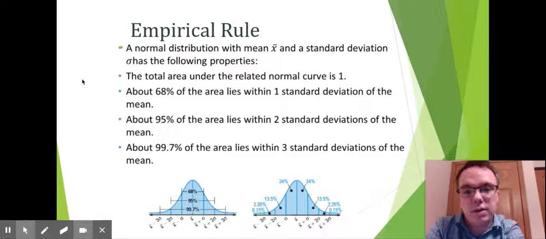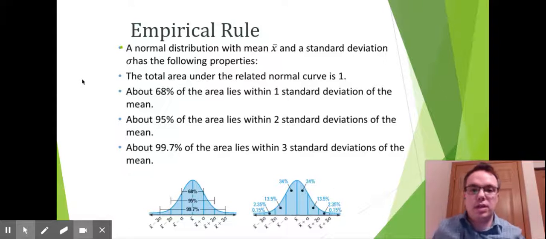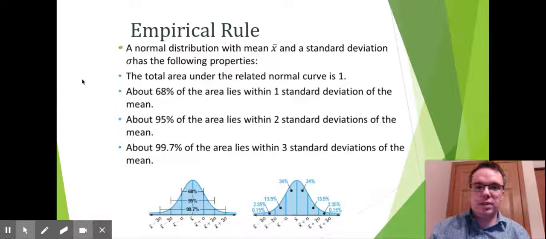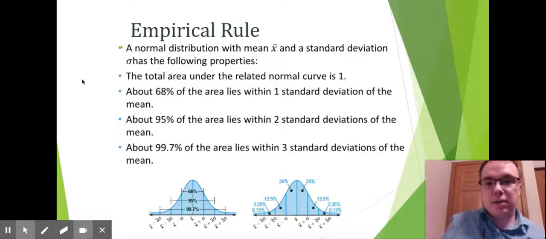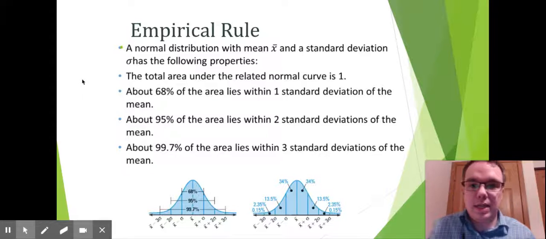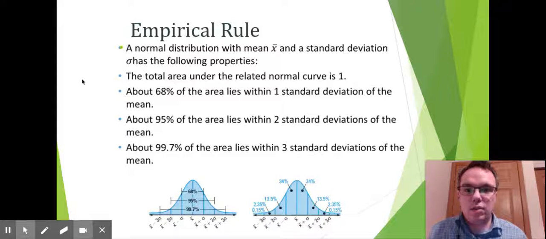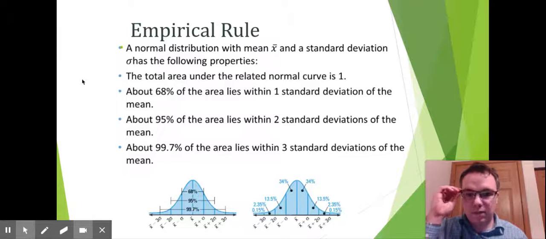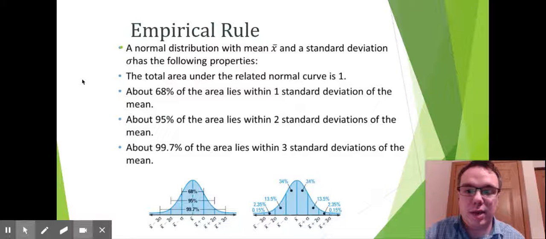All right, the empirical rule states that when we have a normal distribution, usually for our mean, we're going to use mu. This one uses x bar, but that's okay. The empirical rule is the same either way. And we have our standard deviations. What's going to happen is a certain percentage is going to be for each standard deviation away from the mean.